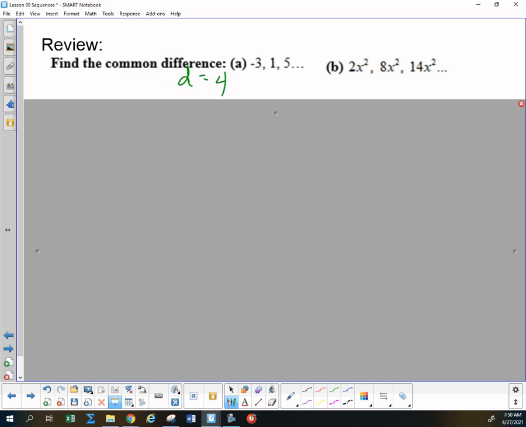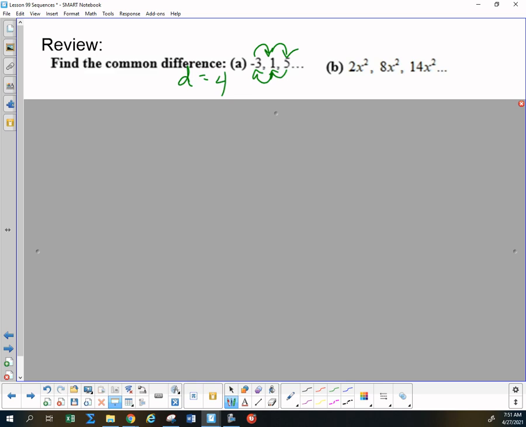Okay, so one way is to say -3 plus what is 1, -3 plus 4 is 1, 1 plus 4 is 5, or what you just said you did, take 1 and subtract the one before it. 5 minus 1 is 4, and 1 minus -3 is a plus 4.